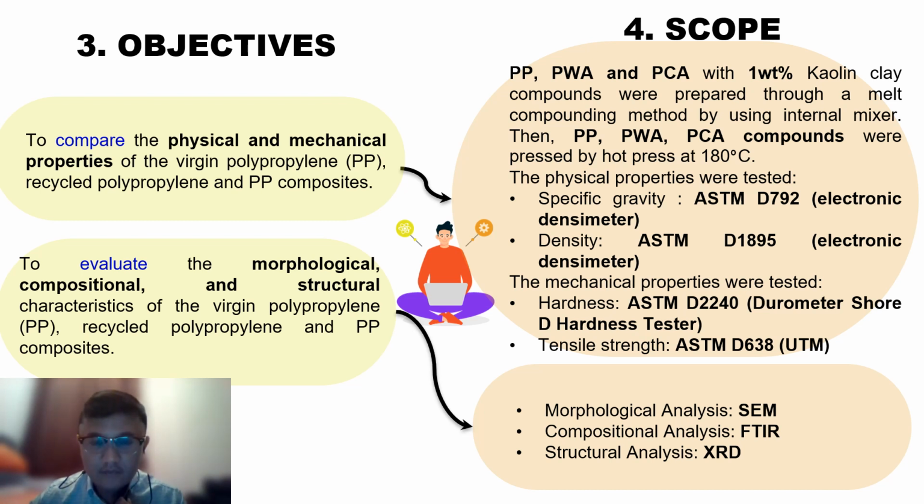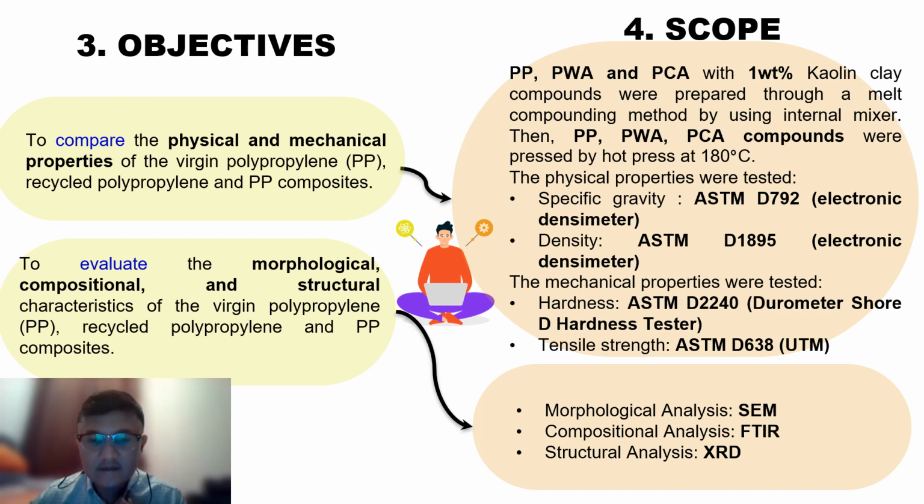For the scope, based on Objective 1, PP, PWA, and PCA with 1% kaolin clay compounds were prepared through a melt compounding method by using an internal mixer. Then, PP, PWA, and PCA compounds were pressed by hot press at 180 degrees Celsius.